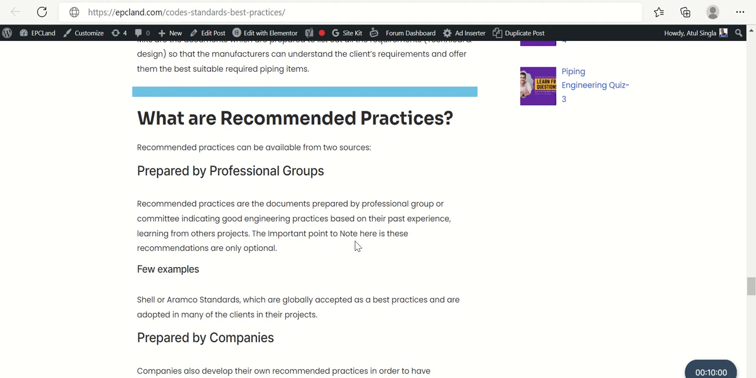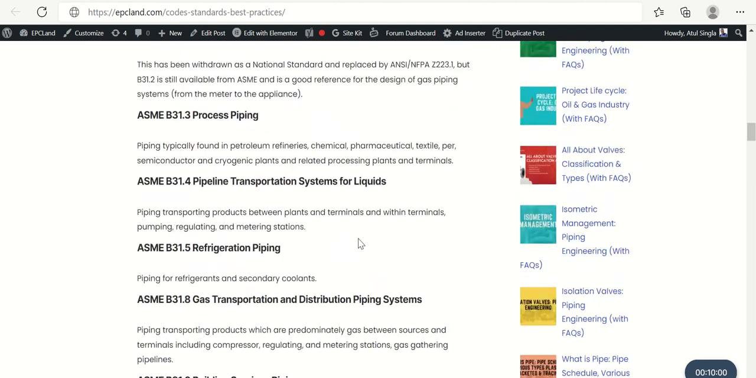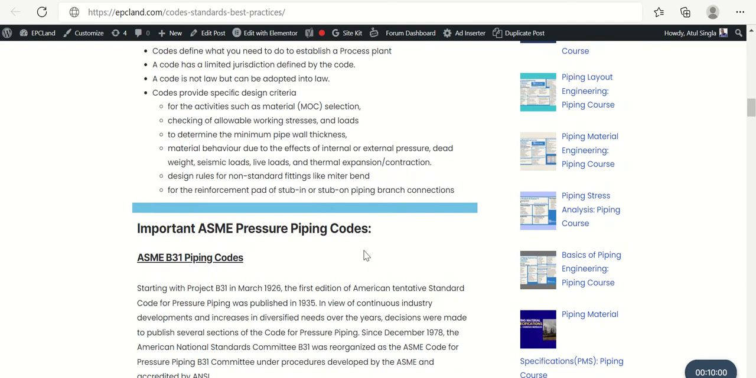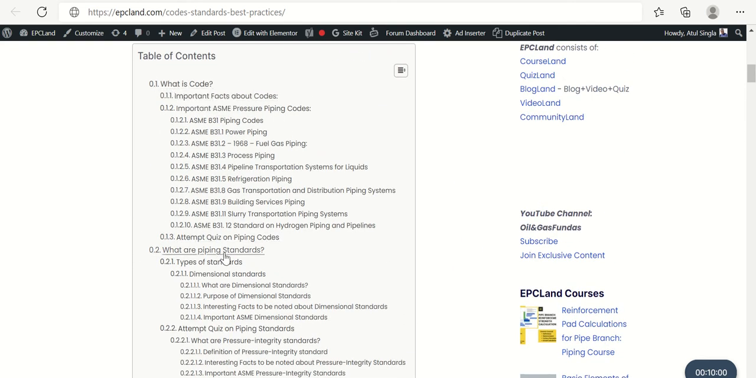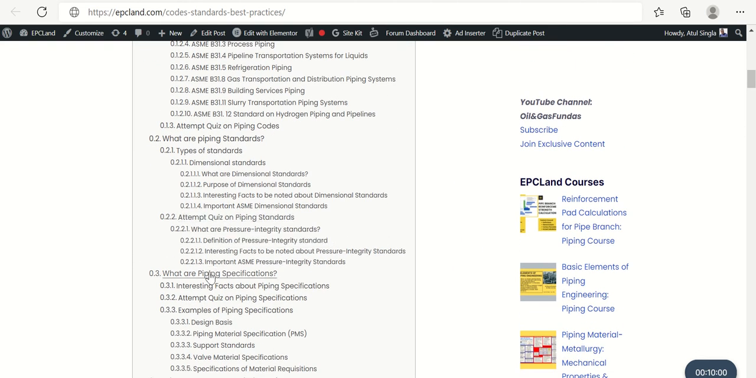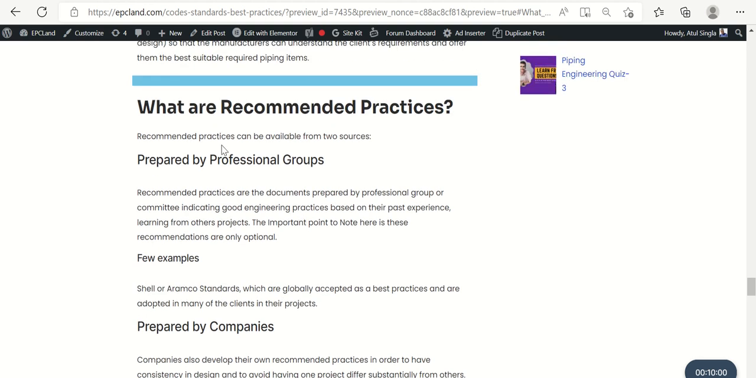Then again, we talked about codes, we talked about standards, right? Here we talked about codes, and standards we covered. Then there are piping specifications. Now let us talk about what recommended practices are. If you click over this, we'll go to that section.